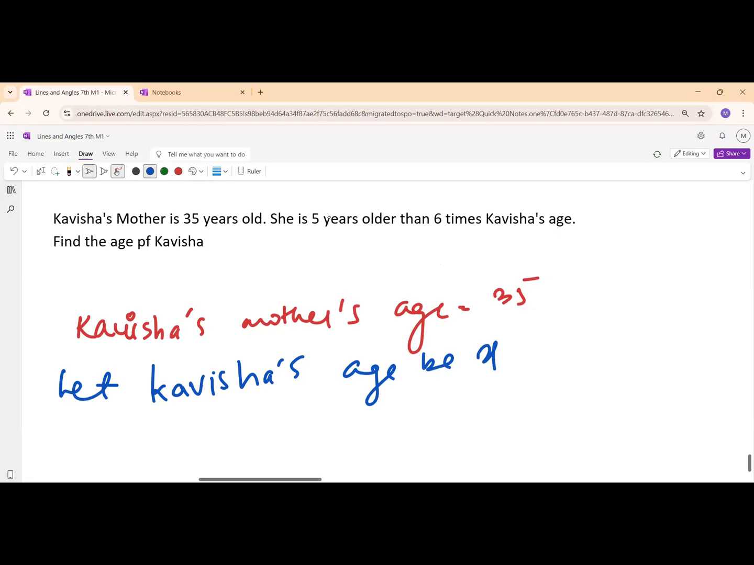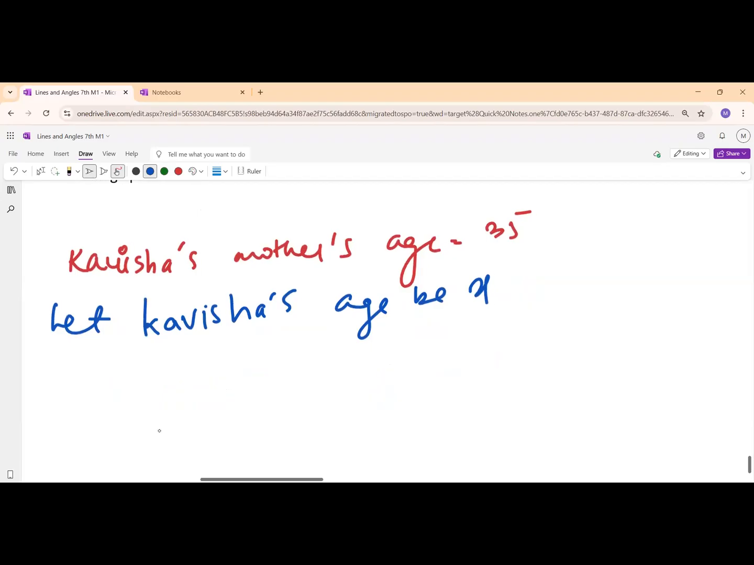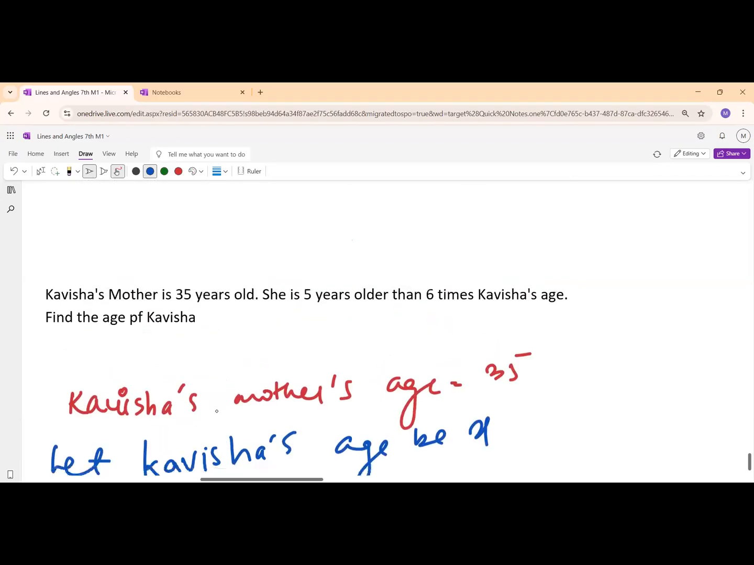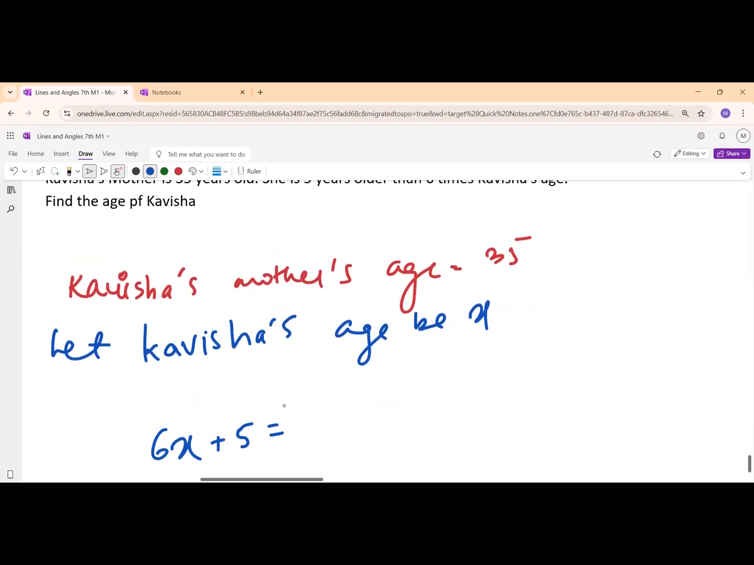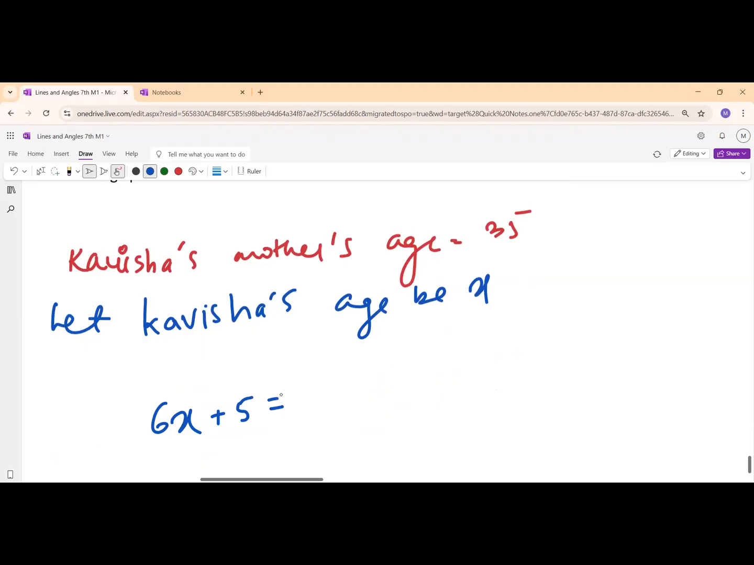Okay, now they are saying she is 5 years older than 6 times Kavisha's age. 6 times Kavisha's age means 6x. 5 years older than that means plus 5. That is equal to the mother's age. Mother's age is how much? 35. So this would be equal to 35.